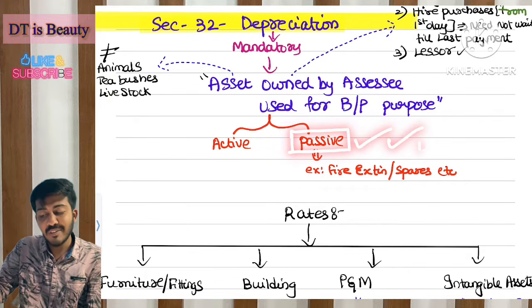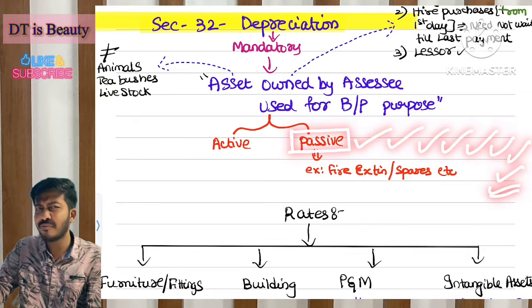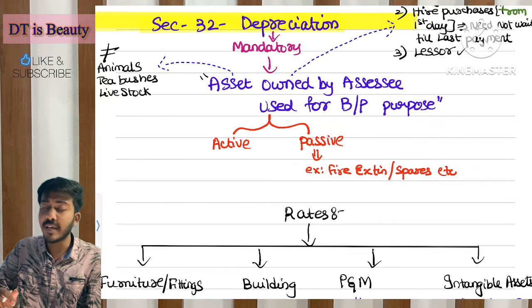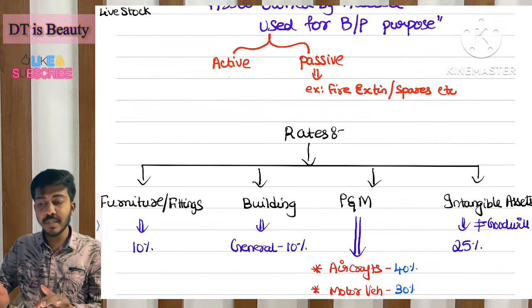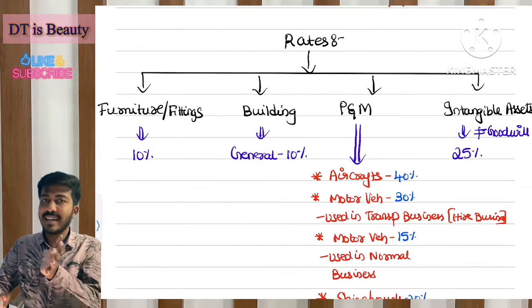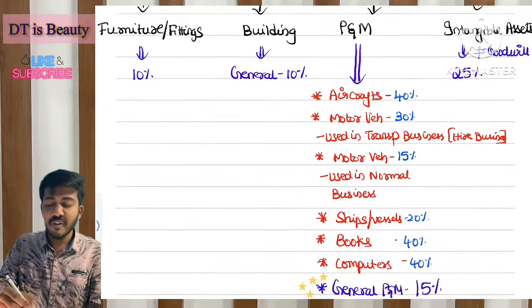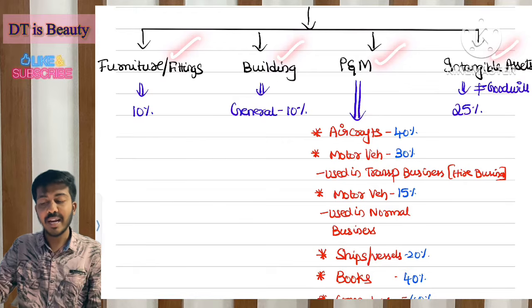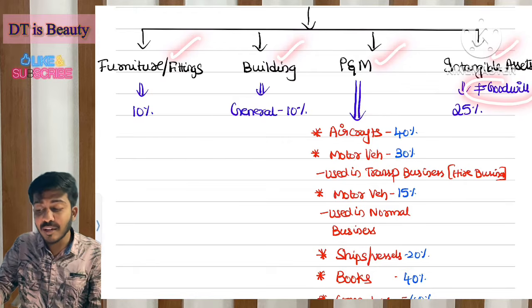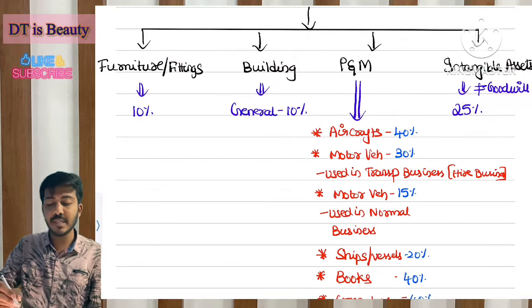Income tax allows depreciation even on such assets, because by the passage of time, the asset's value will reduce, right? Okay, now come to the rates of depreciation. How much depreciation should you charge, sir? Let us categorize the assets into various parts: furniture and fittings, buildings, plant and machinery, intangible assets other than goodwill. Goodwill will never get depreciation.